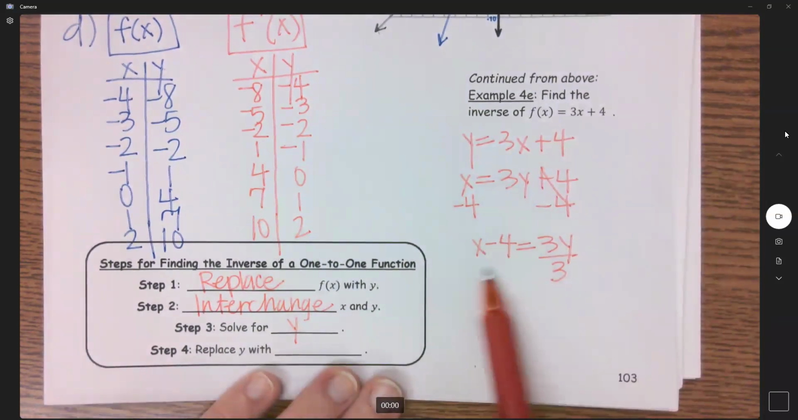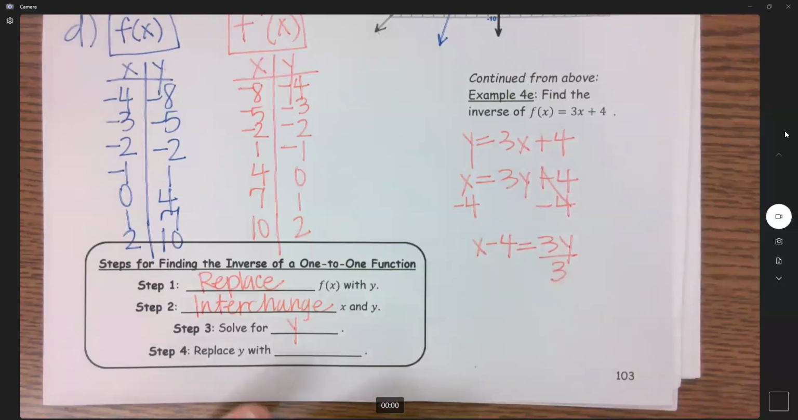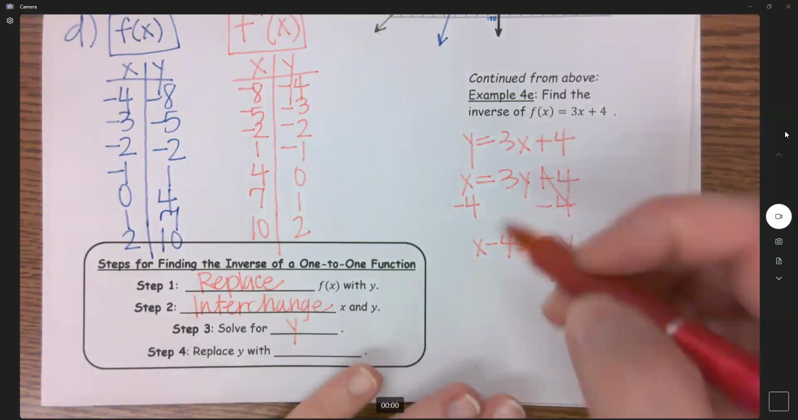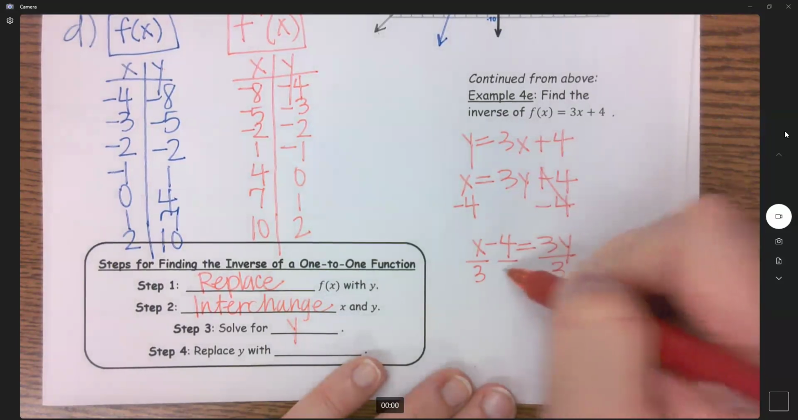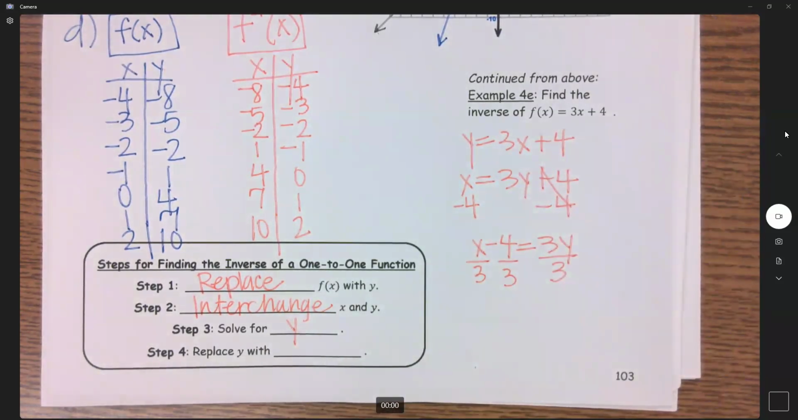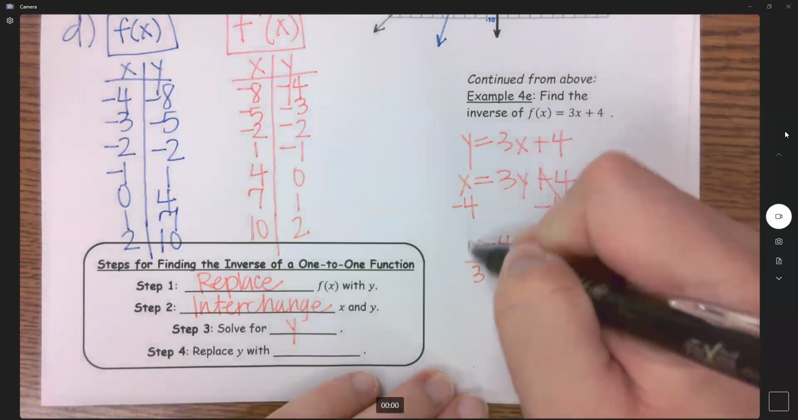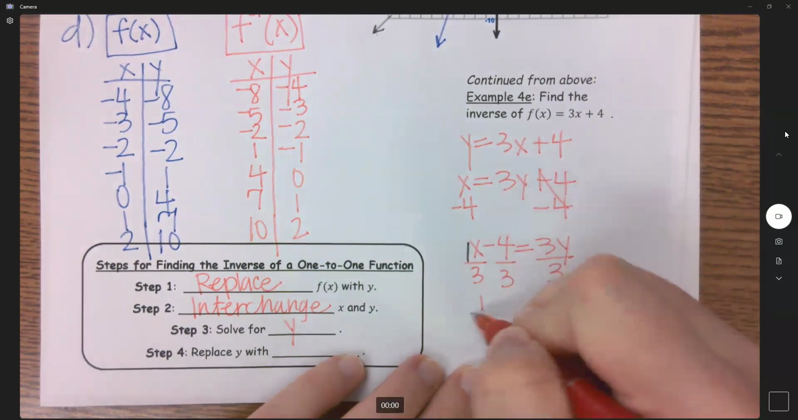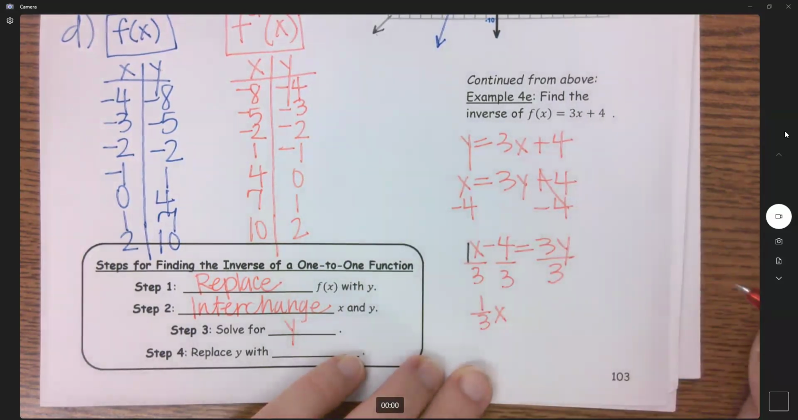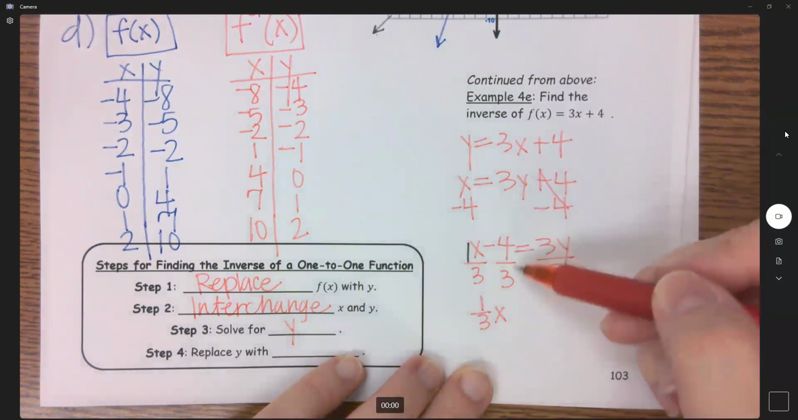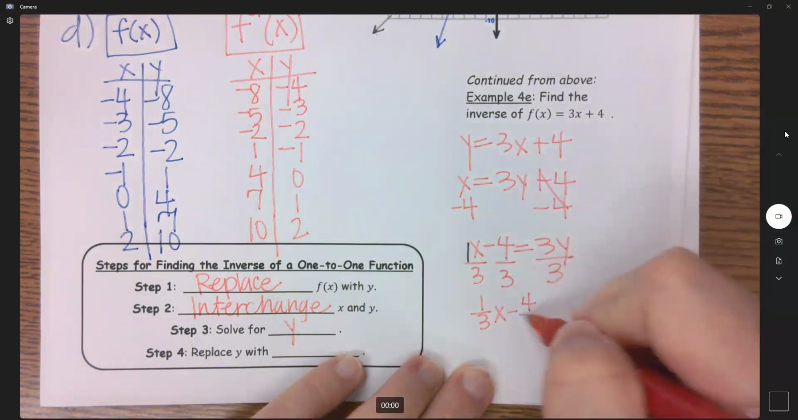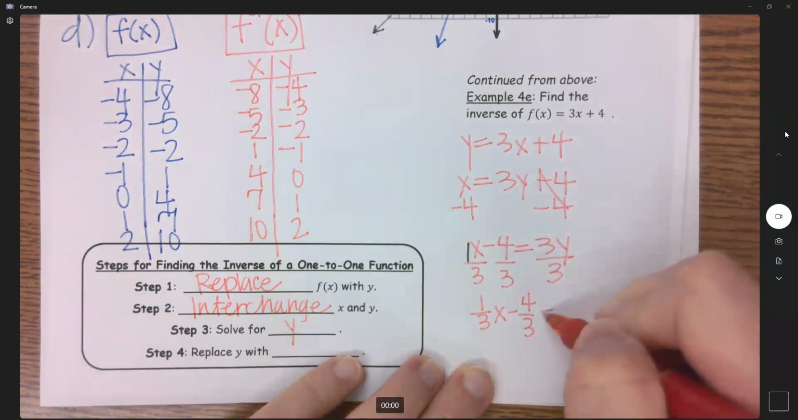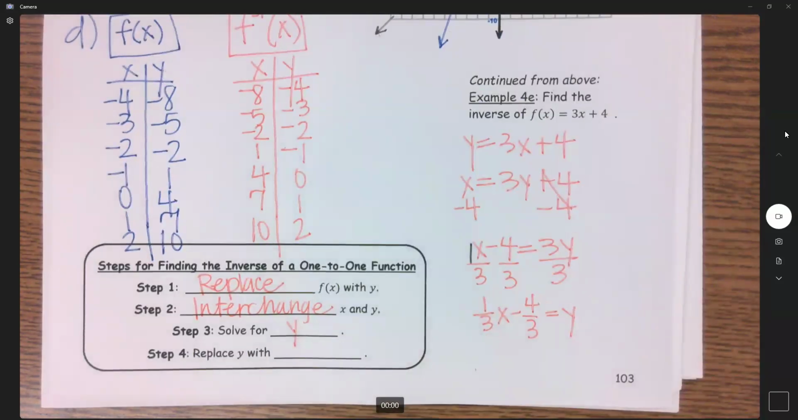Now what gets divided by 3 over here? And that's everything. So the x will get divided by 3 and the -4 will get divided by 3. So this is the same as 1x. So 1 over 3 becomes 1/3 x. And then I can't do anything with -4 over 3. So -4/3. And that equals y.